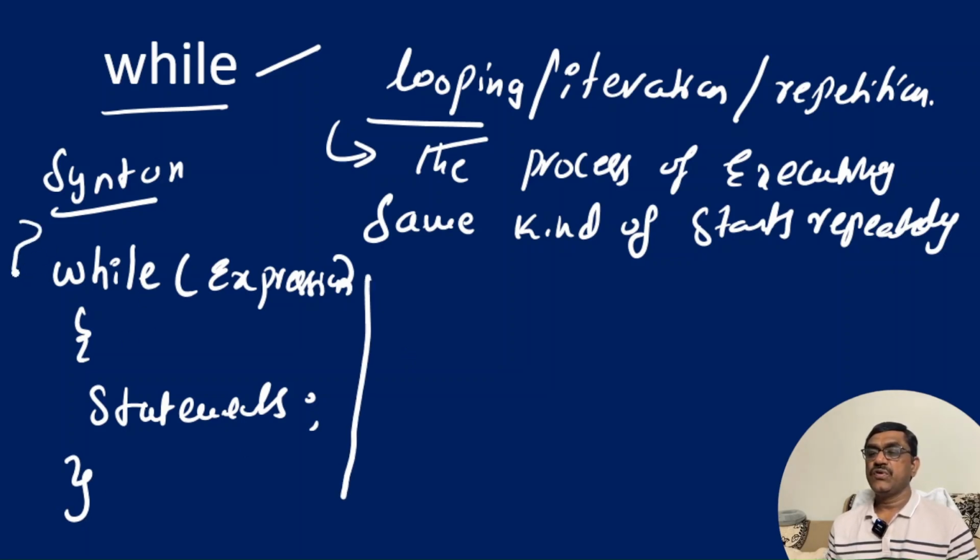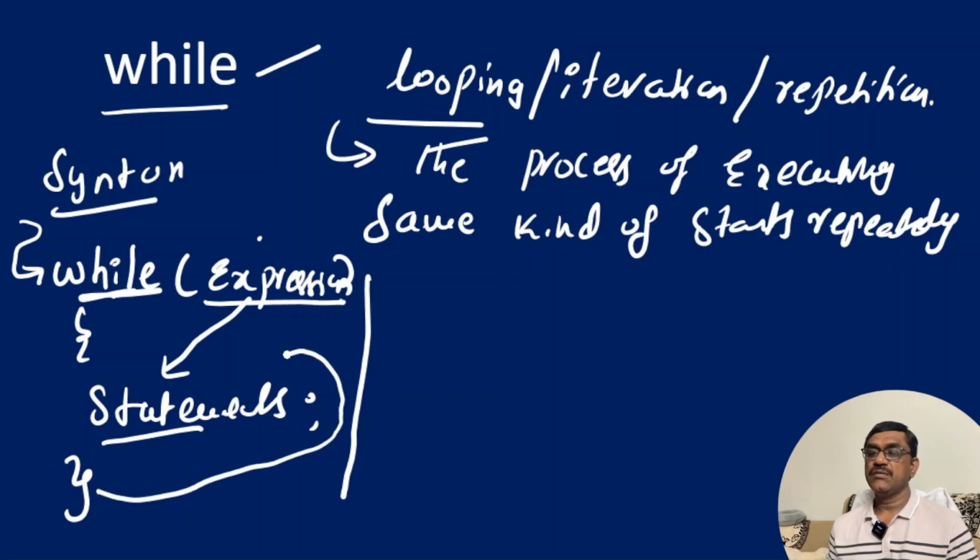First, the flow enters the while and checks the expression, or the condition. If the expression is true, then we execute the statements. After executing the statements, whenever it encounters the closing brace, the control goes back to the condition of the while. A second time, this condition is tested.